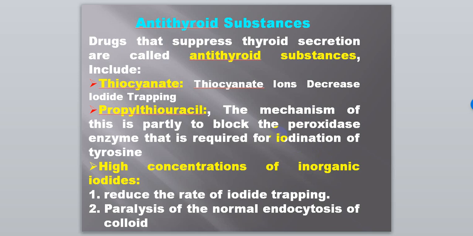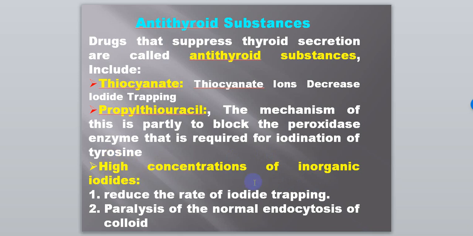Propylthiouracil partly blocks the peroxidase enzyme that is required for iodination of tyrosine. For iodide to attach to tyrosine, we need a special enzyme called peroxidase. So propylthiouracil acts on this enzyme and makes it blocked or inactive. In this case, we have lots of iodide and enough thyroglobulin, but the connection between them will not occur because the enzyme necessary for this attachment becomes inactive by this drug. So there is decreased or no production of T3 and T4, and finally an antithyroid effect.